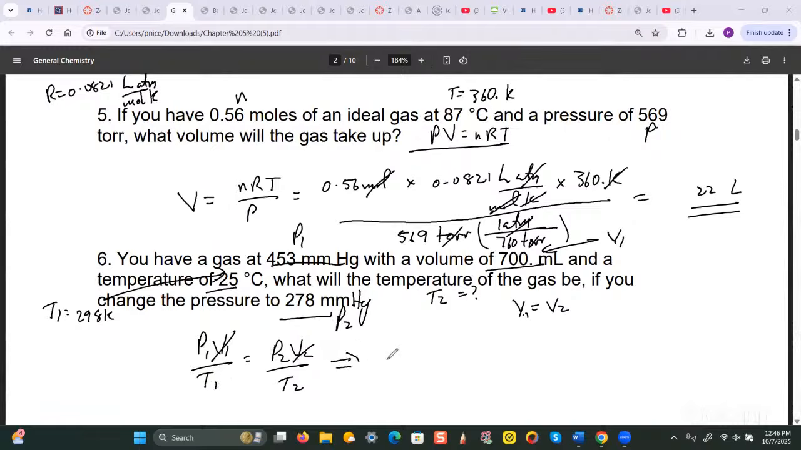So based on that, what would be the equation for T2? P2 T1, I'm sorry, repeat that? P2 T1 over P1.